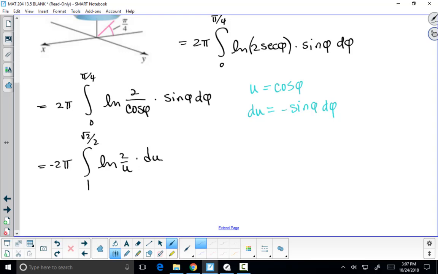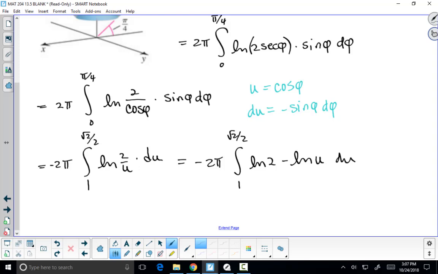Now what we're going to do is use a log property. So let's split this thing up. So we have natural log of 2 minus natural log of u, du. It rhymes. Natural log of 2 minus natural log of u, du.